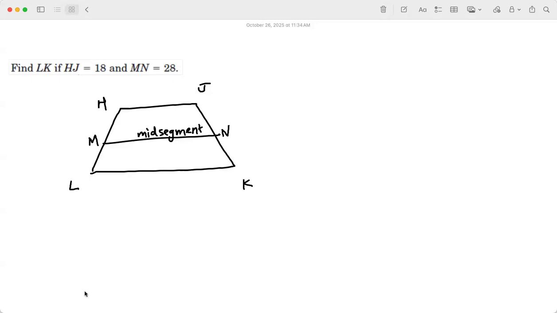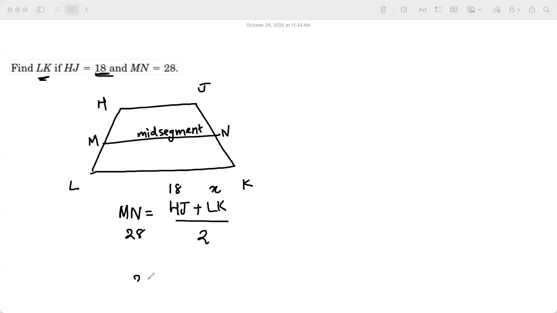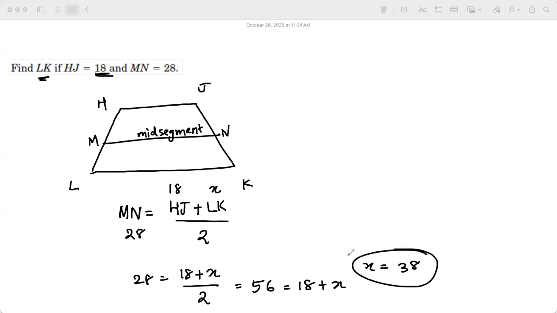See, ma'am, the mid segment is the average of the two sides, right? So MN will be equal to HJ plus LK divided by 2. HJ is 18 and you need to find LK. MN is 20, so just equate. 40 will be equal to 18 plus X, so X will be equal to 22. Mitransh, did you get it? Yeah. Did you understand?